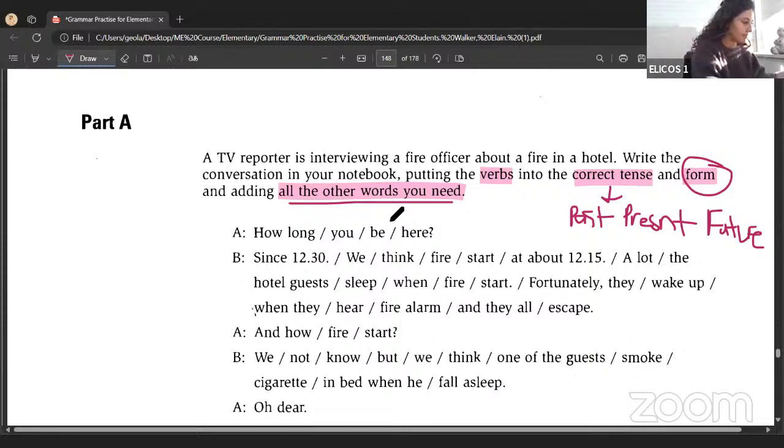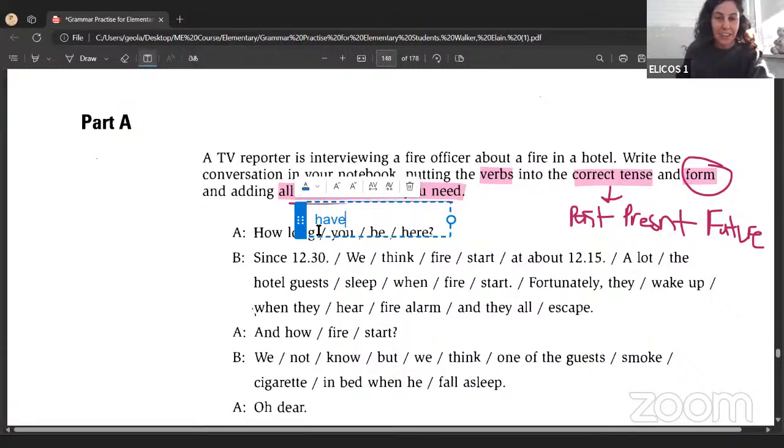And yeah, lots of other little words that we've done. You know, like for and since. Remember those words as well? So let's have a look. How long something you be here? How would you make that into a correct sentence? How long have you been here? Yes. So we have a very common, we use have been, but because we need the subject, have you been? Yeah, here. So how long have you been here?